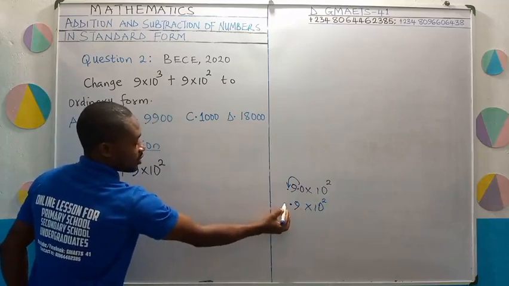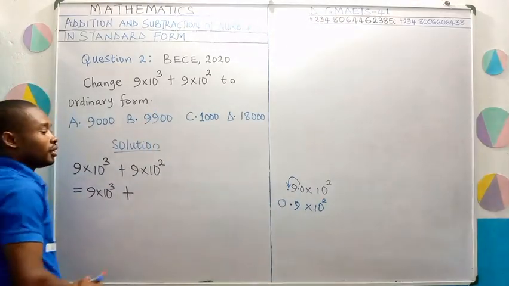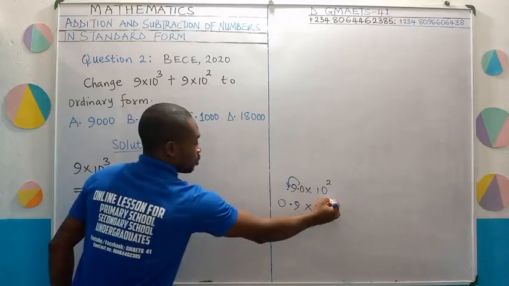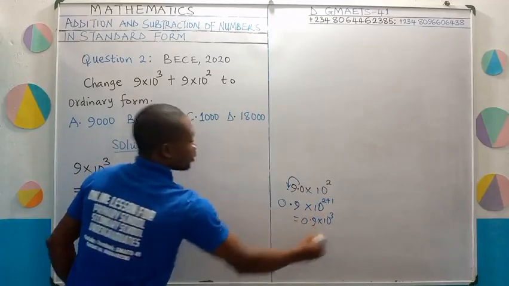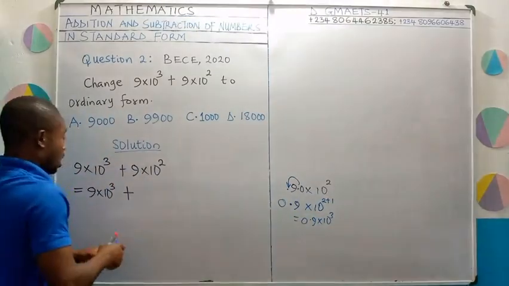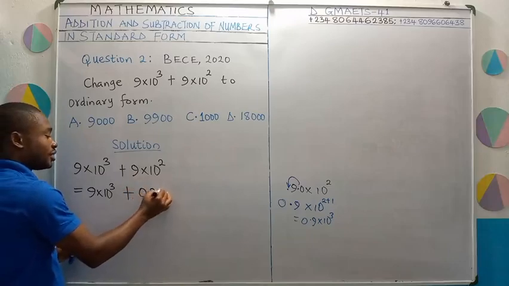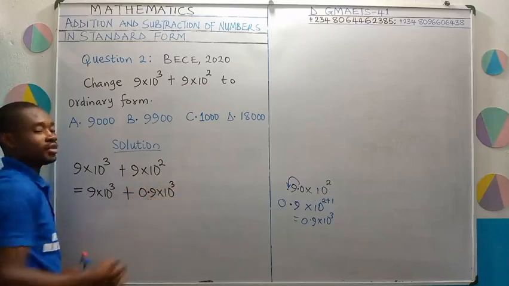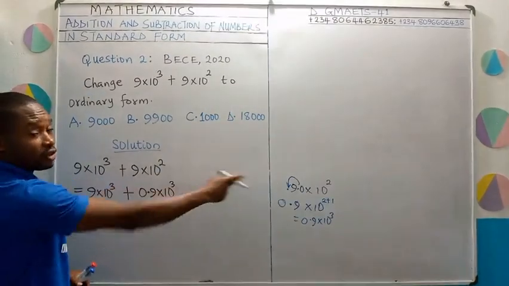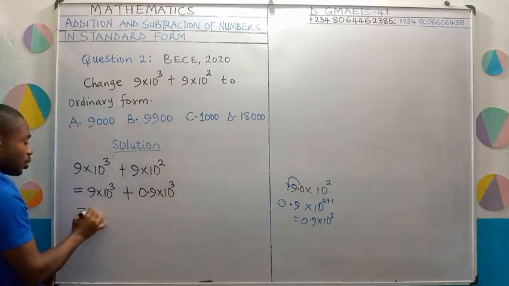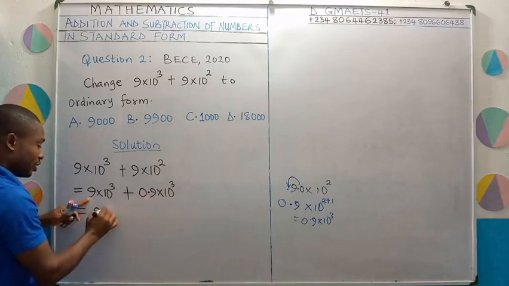0.9, before this point there is nothing there, therefore it is 0. And once you move this point, you know you need to add 1 here. And this becomes 0.9 times 10 raised to the power 3. And of course, that is what I'm going to write here: 0.9 times 10 raised to the power 3. I told you I won't show all workings. I've done the rough work for you there to see. At this point, I will add this and this: 9 plus 0.9.